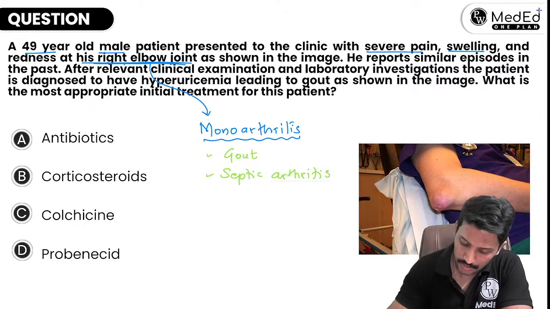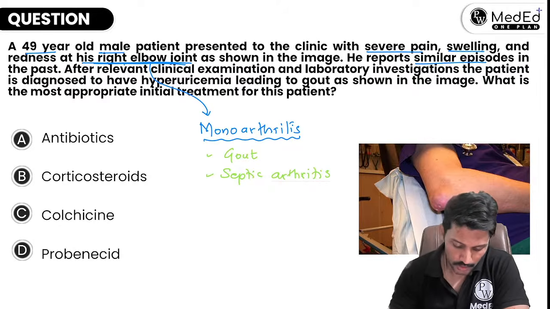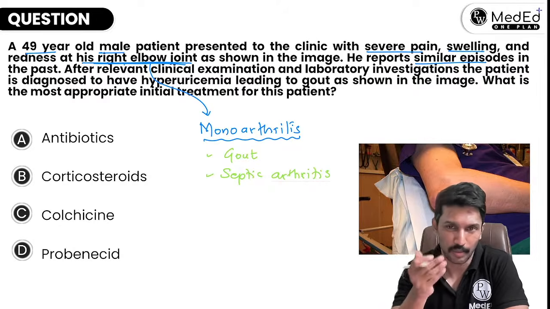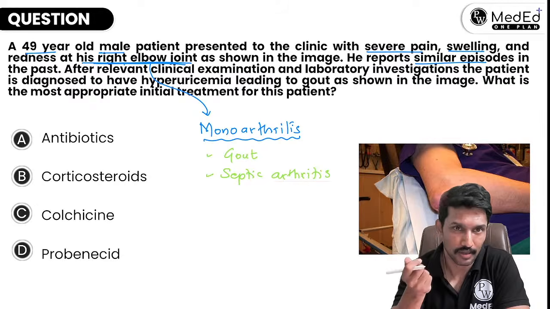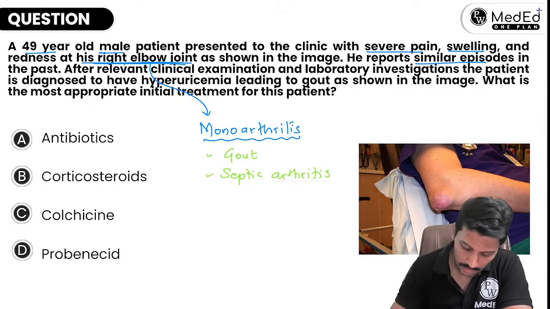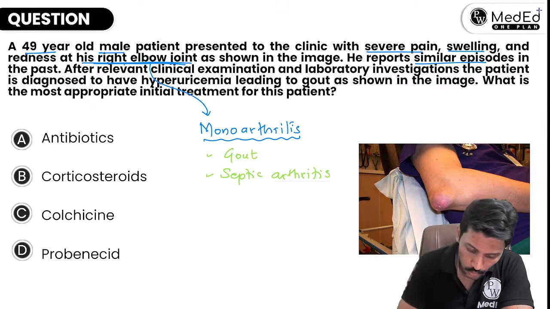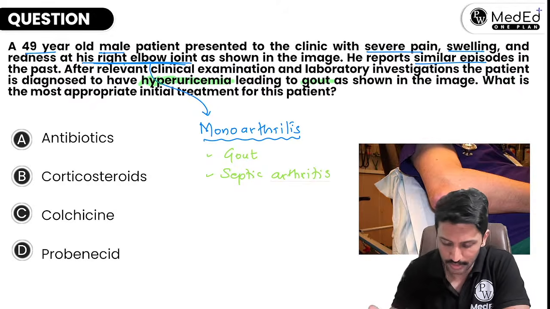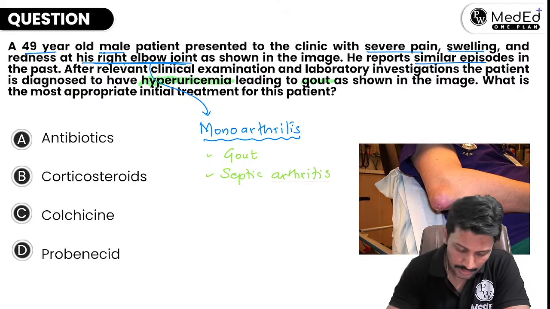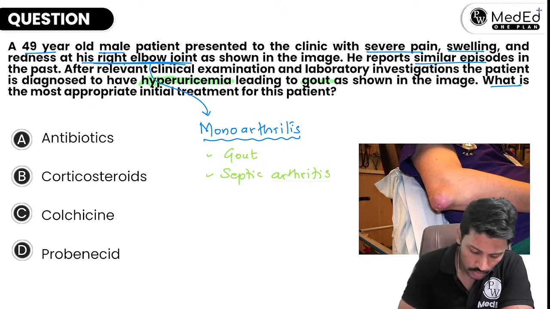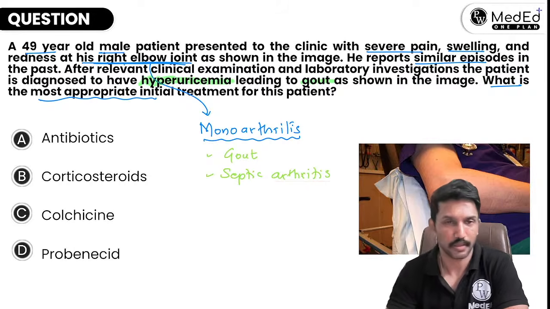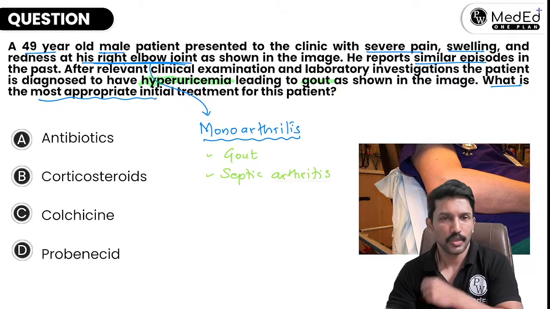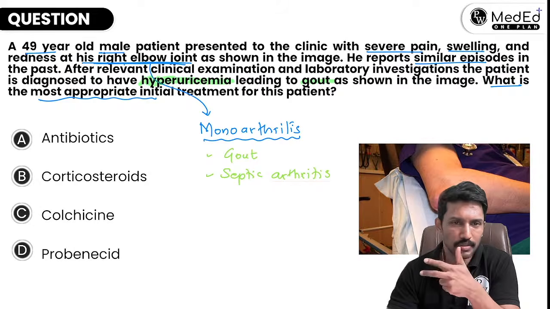Now what else I mentioned? There is reports of similar episodes in the past, so which is already going in favor of gout. Septic arthritis is unlikely to be recurrent. And then laboratory investigations of the patient show that he has hyperuricemia. So they are telling me that this is a case of gout. So they are already telling me that we are thinking about gout. They are asking what is the most appropriate initial treatment. So should I start with steroids, antibiotics, colchicine or probenecid?